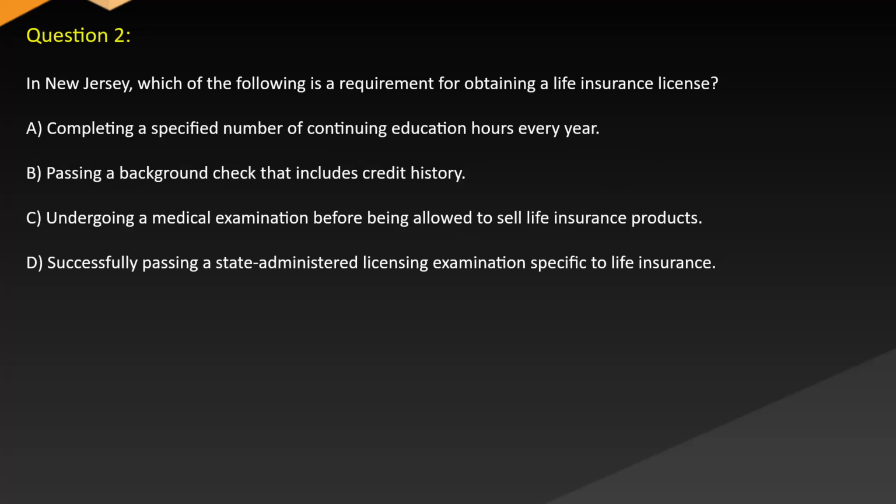Question 2. In New Jersey, which of the following is a requirement for obtaining a life insurance license? A. Completing a specified number of continuing education hours every year. B. Passing a background check that includes credit history. C. Undergoing a medical examination before being allowed to sell life insurance products. D. Successfully passing a state-administered licensing examination specific to life insurance.